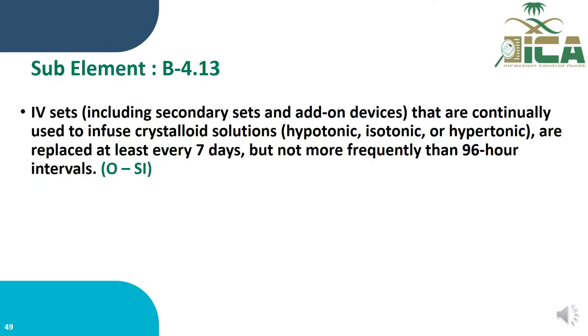Sub-element B4.13: IV sets, including secondary sets and add-on devices, that are continually used to infuse crystalloid solutions like hypotonic, isotonic, or hypertonic are replaced at least every 7 days, but not more frequently than 96-hour intervals. For this sub-element, we need observation and staff interview so we can evaluate and audit it.